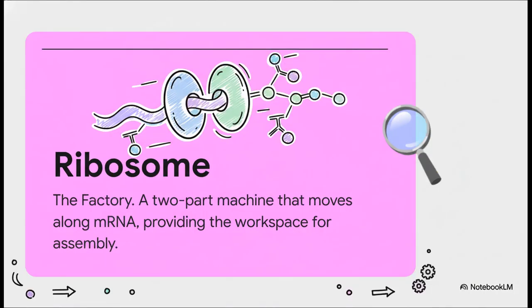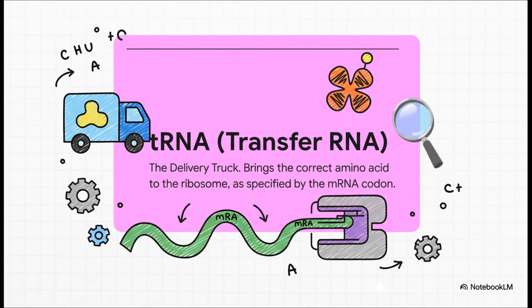Next, we have the factory itself, the ribosome. This thing is amazing. It's a 2-part machine that literally clamps on to the mRNA blueprint and acts as the workbench, chugging along word by word and directing the whole construction project. And finally, we have the transfer RNA, or tRNA. Think of these as our delivery trucks. Each tRNA is a specialist. One end is designed to read a very specific 3-letter codon on the blueprint, and the other end carries the exact amino acid that codon is calling for. They're the crucial translators between the language of genes and the language of proteins.